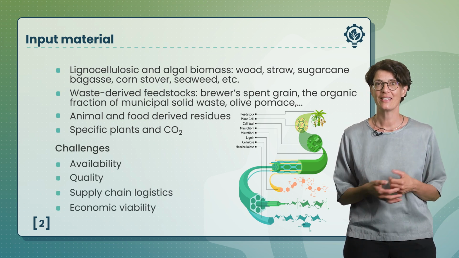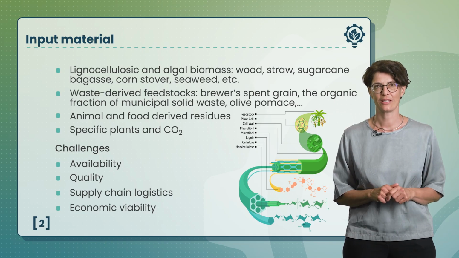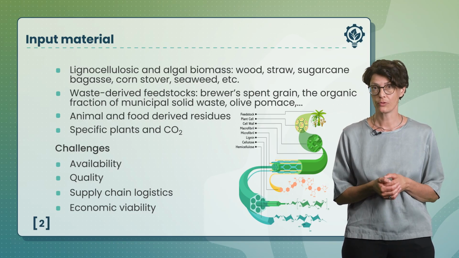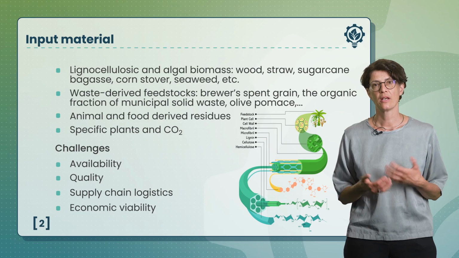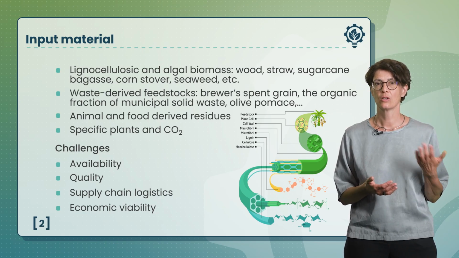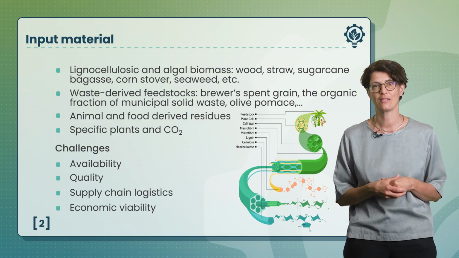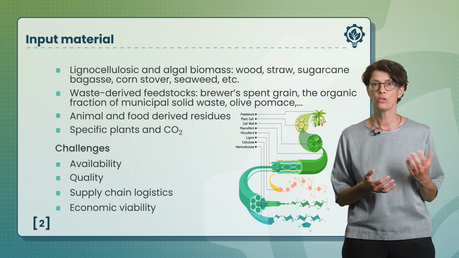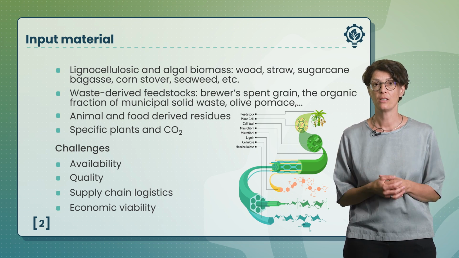If we take jatropha as an example, then we see that land must be used for the cultivation. But this land could also be used for the cultivation of food. Challenges that arise with the biorefinery concept are related to the availability, quality, supply chain logistics, and economic viability of these materials. Furthermore, water as an inherent constituent of biomass leads to the need for a water management strategy in biorefineries.